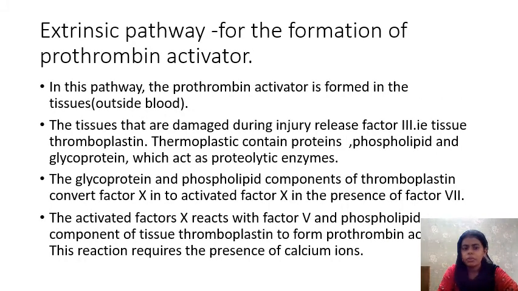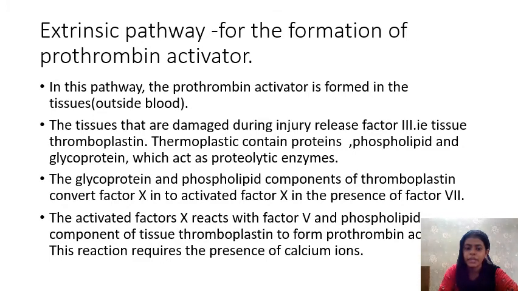And now we are looking at how prothrombin activator is formed in the extrinsic pathway. In this pathway, prothrombin activator is formed in the tissue, and that means outside the blood. The tissue that is damaged during the injury releases factor 3, that is the tissue thromboplastin. The thromboplastin contains proteins, phospholipid, glycoprotein, which act as a proteolytic enzyme.